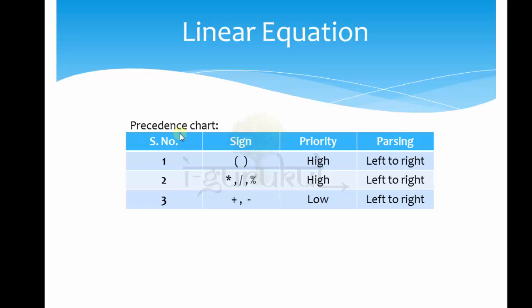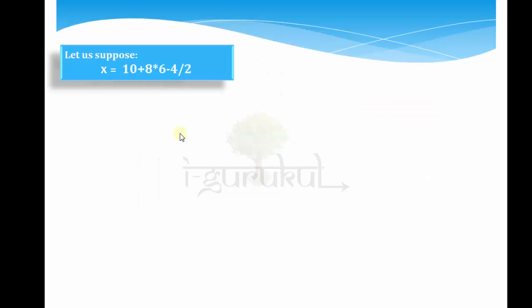As I have told you, brackets will be solved first. So brackets over here have got the highest priority. Then afterwards, if you are having multiplication signs, division sign or a mod operator, it will be solved then. Then our addition and subtraction has got the lowest priority. Let us take an example first.